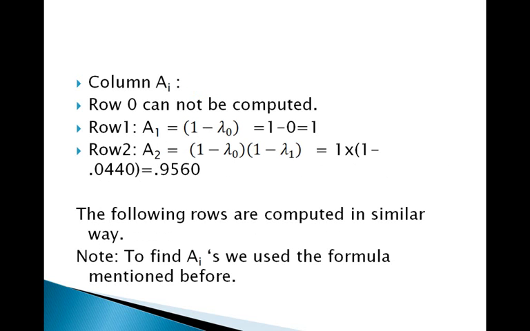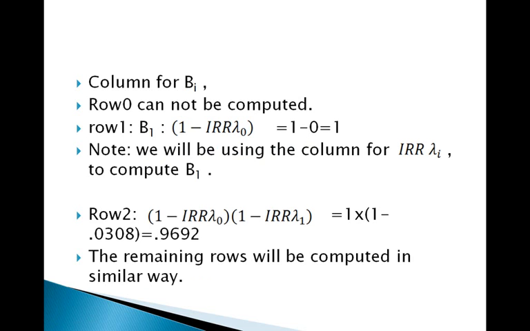Column A sub i, we can't compute for row 0, obviously, because of the 0. Row 1, we have A sub i equal to 1 minus the lambda sub i, which is 1 minus 0, that gets us 1. Row 2, which starts to get interesting, is 1 minus lambda sub 0 times 1 minus lambda sub 1. So we're seeing the combination of each of the previous rows' calculations being involved, and the following rows are computed in a similar way. To find the A sub i's, we use the formula as mentioned below.